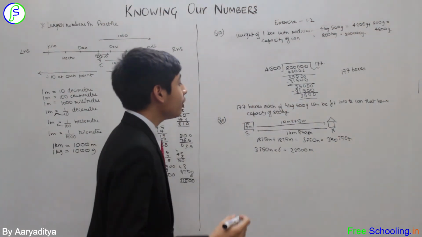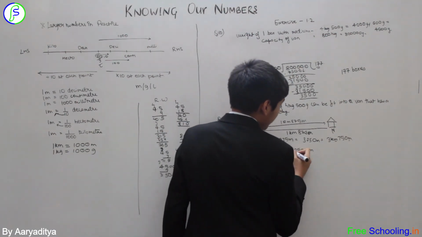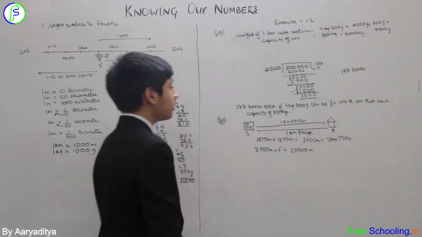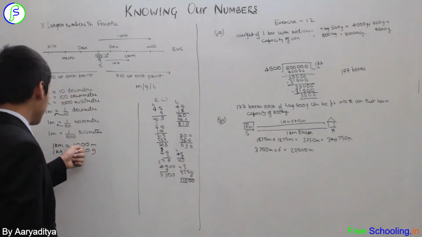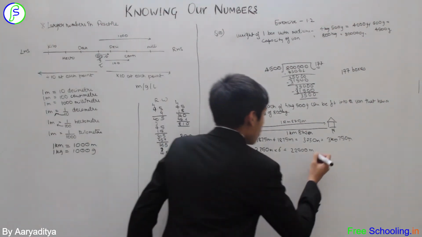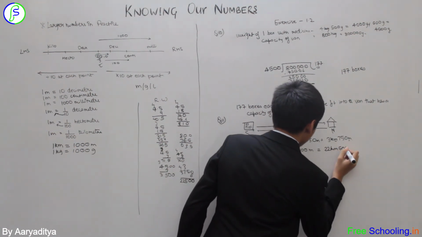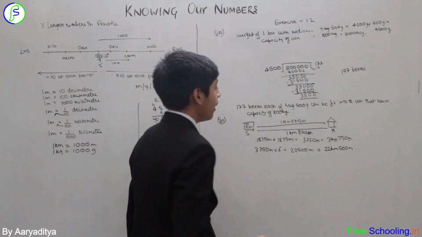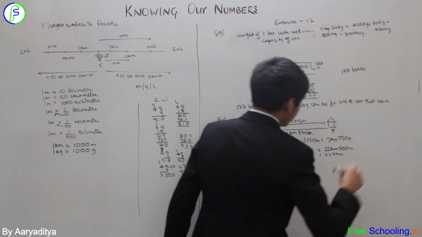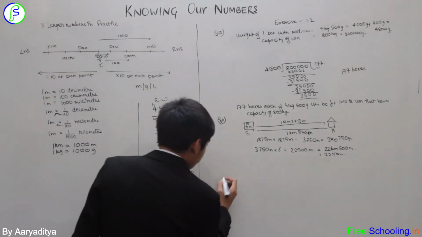Okay, so we need to convert this one into kilometers and meters. Very easy. 22,000 plus 500 meter. What are 22,000 meter? 22 kilometers, which is equal to 22 kilometers and 500 meters. Or you can say 22.5 kilometers. So that's the answer to question number 11. So let's start with question number 12.